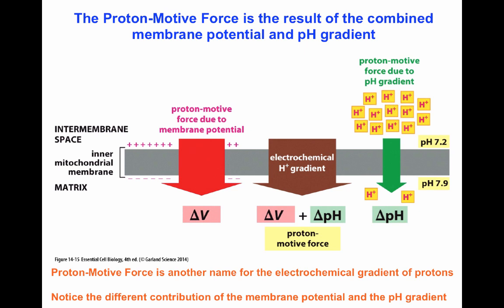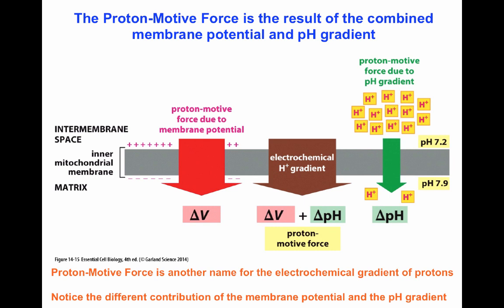So when we look at the Proton-Motive Force, that electrochemical gradient of protons, we're going to have the same principles that we already learned about electrochemical gradients applied to the proton gradient as well. In here, you have the membrane potential within the inner membrane of the mitochondria, described as delta V. The Proton-Motive Force uses a great amount of the membrane potential. So you see the arrow in red being very robust because there is a very large membrane potential in the inner membrane of the mitochondria.